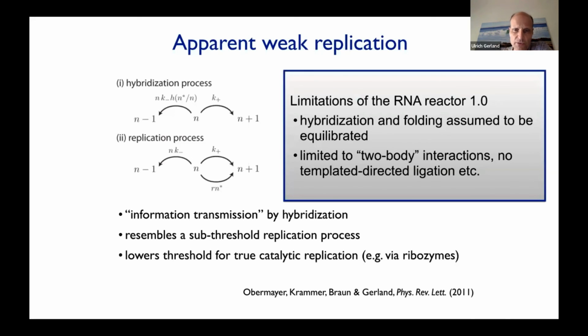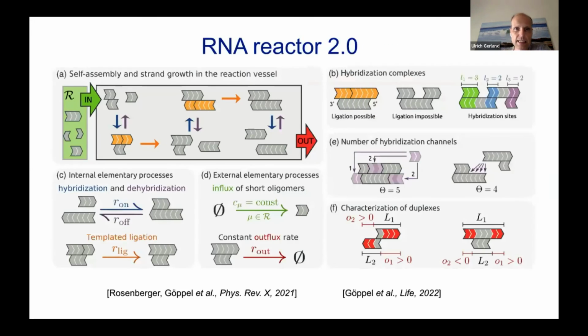Okay, but just in the few minutes that are left, let me get the point across. In terms of using this as a tool, our RNA reactor toolkit here is very limited, because in this piece of work, the hybridization and the folding are assumed to be equilibrated. And we only have interactions between two strands, no higher order processes between multiple strands. And we recently overcame that challenge in a second version, let's say, of this RNA reactor.